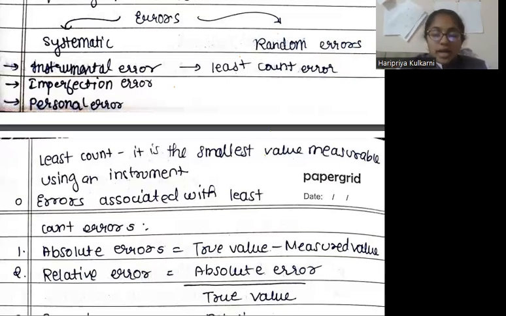Now, what are random errors? Random errors, the best example is least count error. Now, what is that?